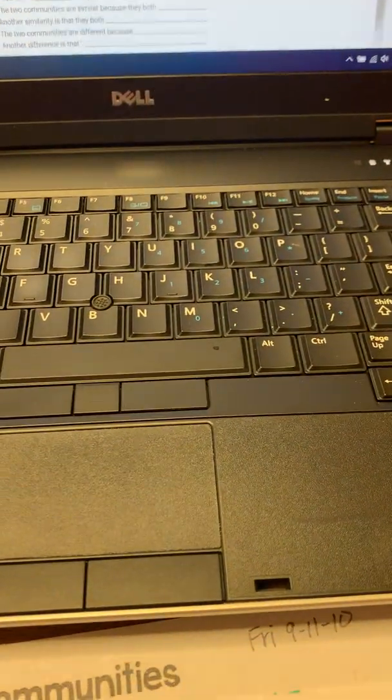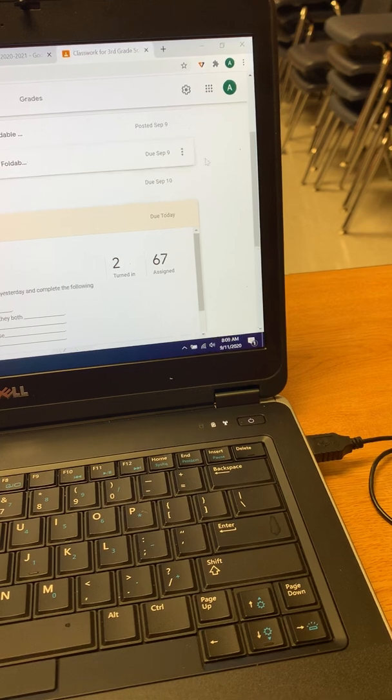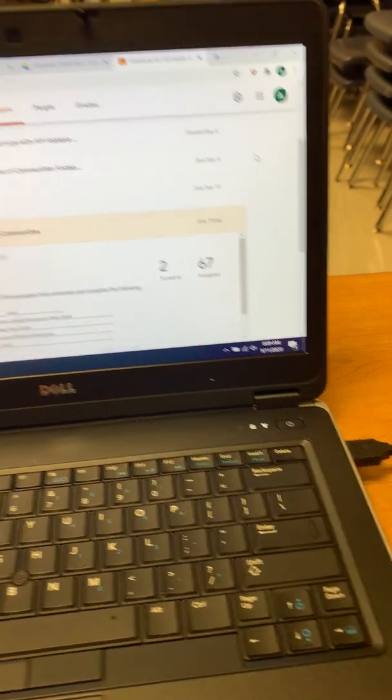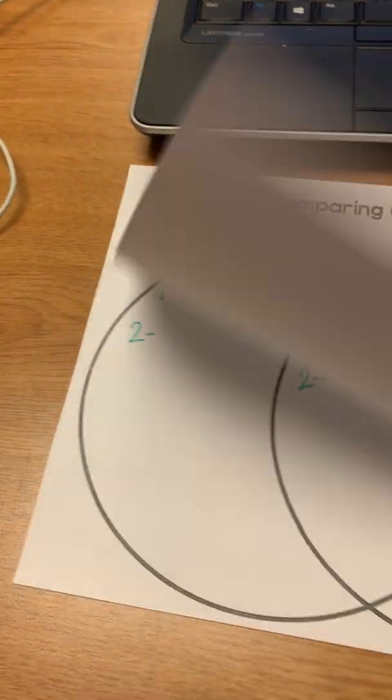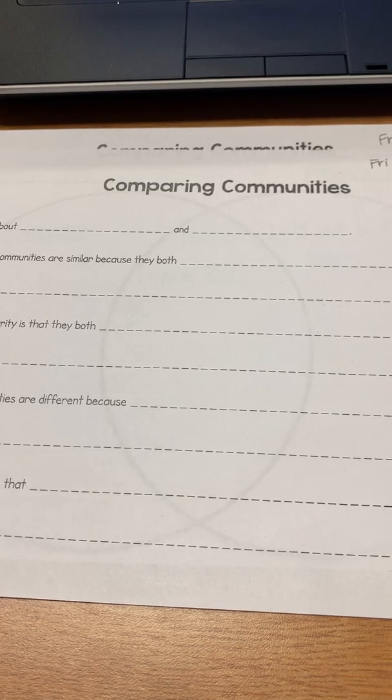Now, when you're done, you would click on, well, I'm on a teacher one, but when you're done in your page, there should be a little part over here that says add or create. Click on that, add a picture of your work, both the Venn diagram and this page, and then you will be finished with social studies for Friday, okay?